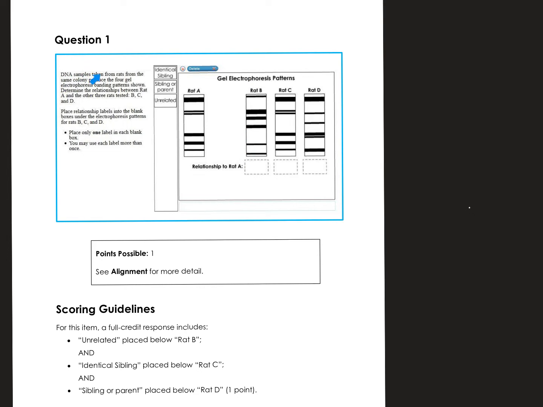So DNA samples taken from rats from the same colony produce 4 gel electrophoresis banding patterns shown. So you've got rats B, C, and D, and there's A. Determine the relationship between rat A and all the other 3 rats, B, C, and D. So one of these is an identical sibling, another one's a sibling or a parent, and the third is completely unrelated. Now, to be honest, even though the details are complicated, the reality is pretty simple. Which one of these 3 matches most closely? Which one of these 3 relationships is the closest relationship?